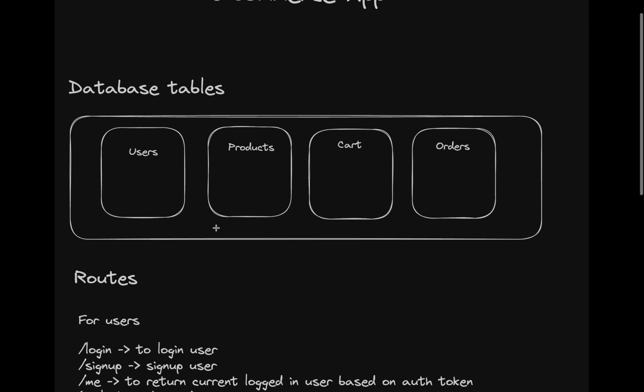So what we'll be building? Here are the database tables that we'll be having. One is the users, products, cart, and orders table. Apart from these, there will be several other tables as well, like the pivot tables between order and products, and we'll figure that out when we move forward in this section.